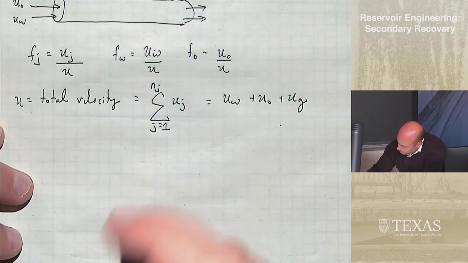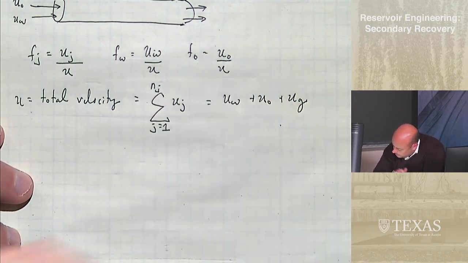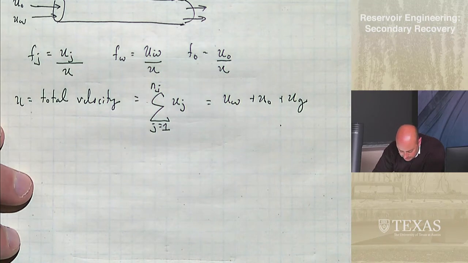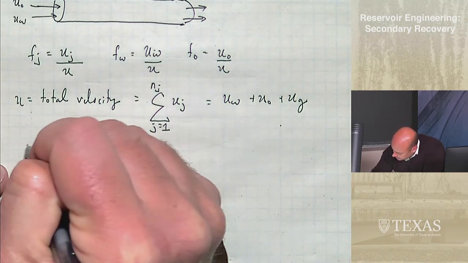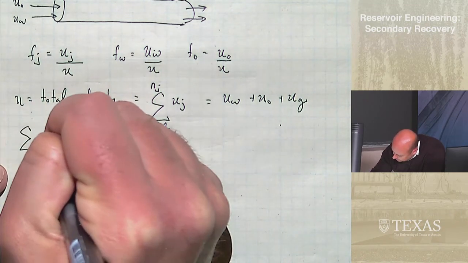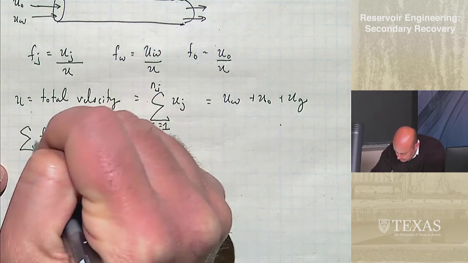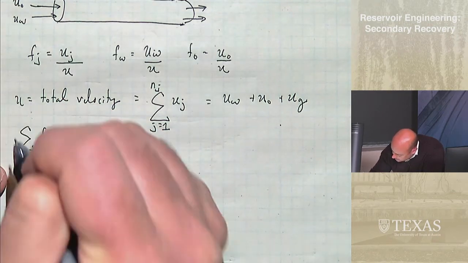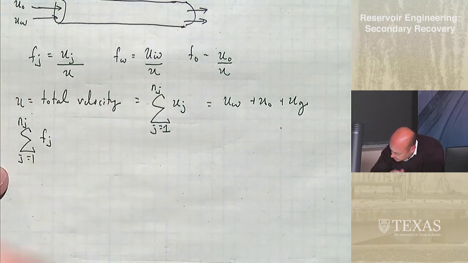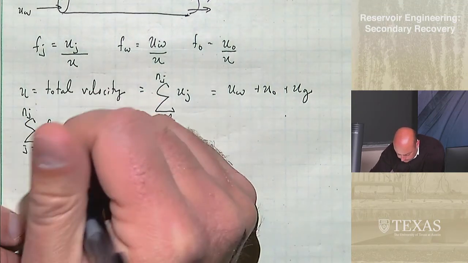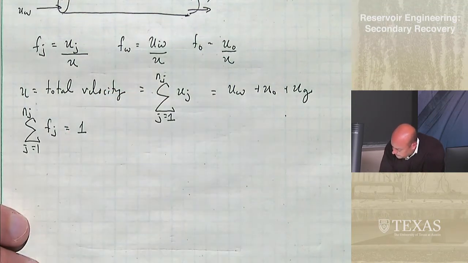Okay, so this is an important equation. U is the sum of the phase velocities. And another important equation is that the sum of the fractional flows, J equal to 1 to Nj, where Nj is the number of phases, is equal to 1.